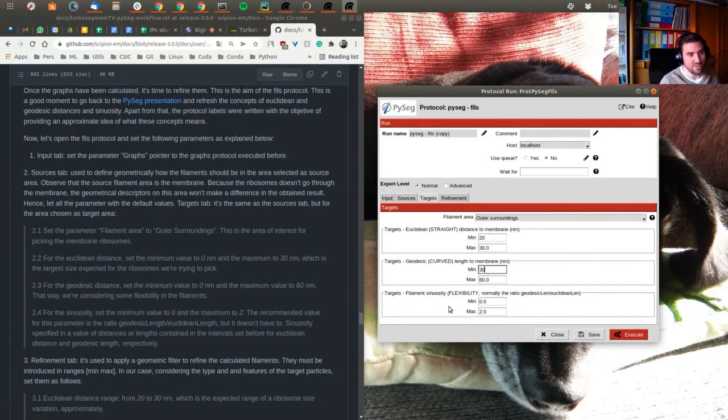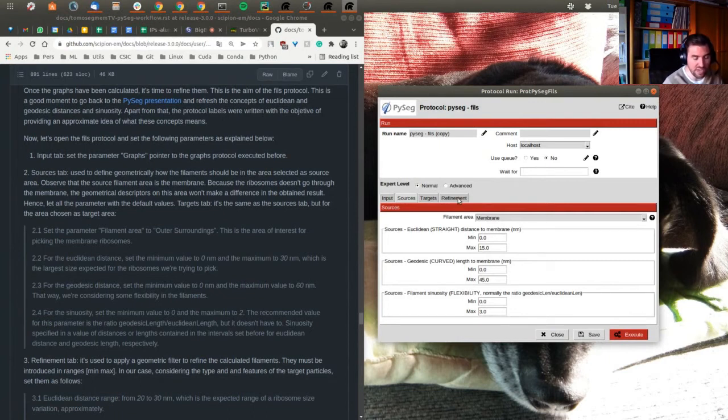This is why they have no effect here, considering we are only picking out in the other surroundings, and the membrane is so slim with respect to the thickness of the other surrounding area that it doesn't have so much effect. And finally, we have a refinement.